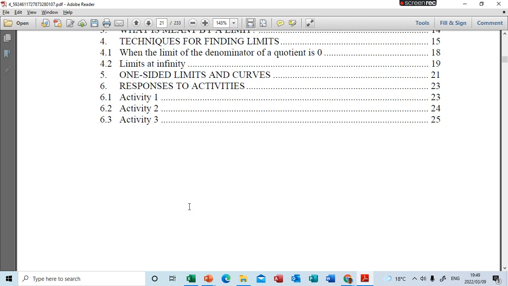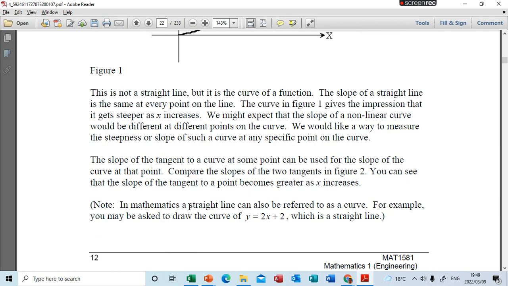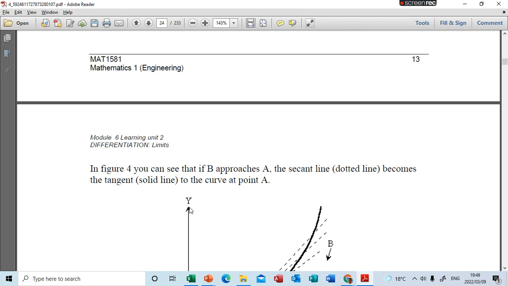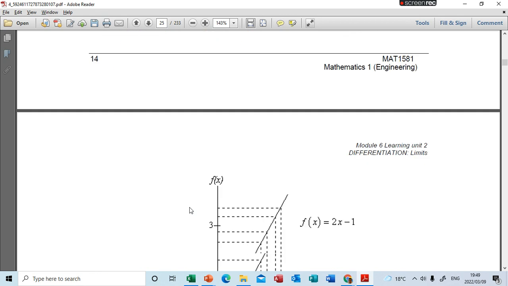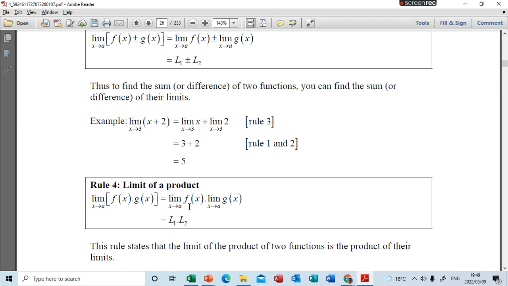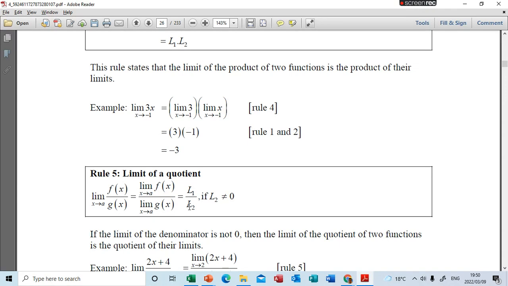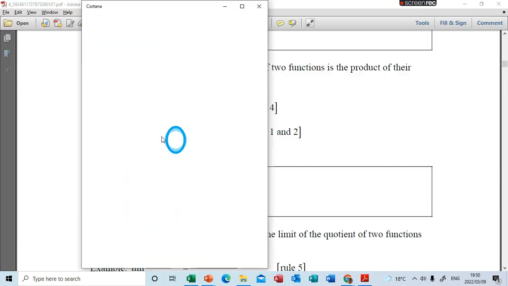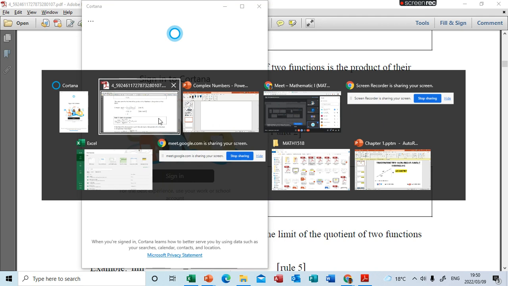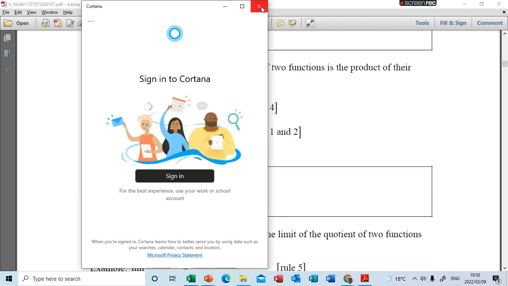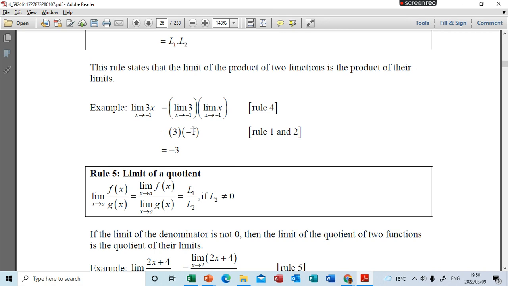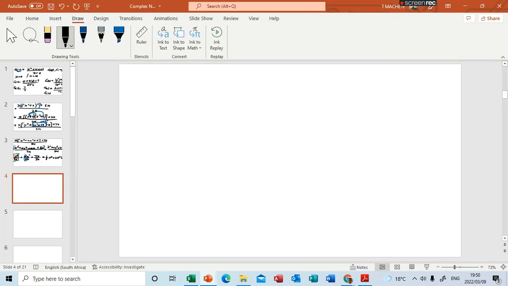Okay, let's do the limits. That's what I was looking for. You see, with limits, limits are easy. So limits are easy.